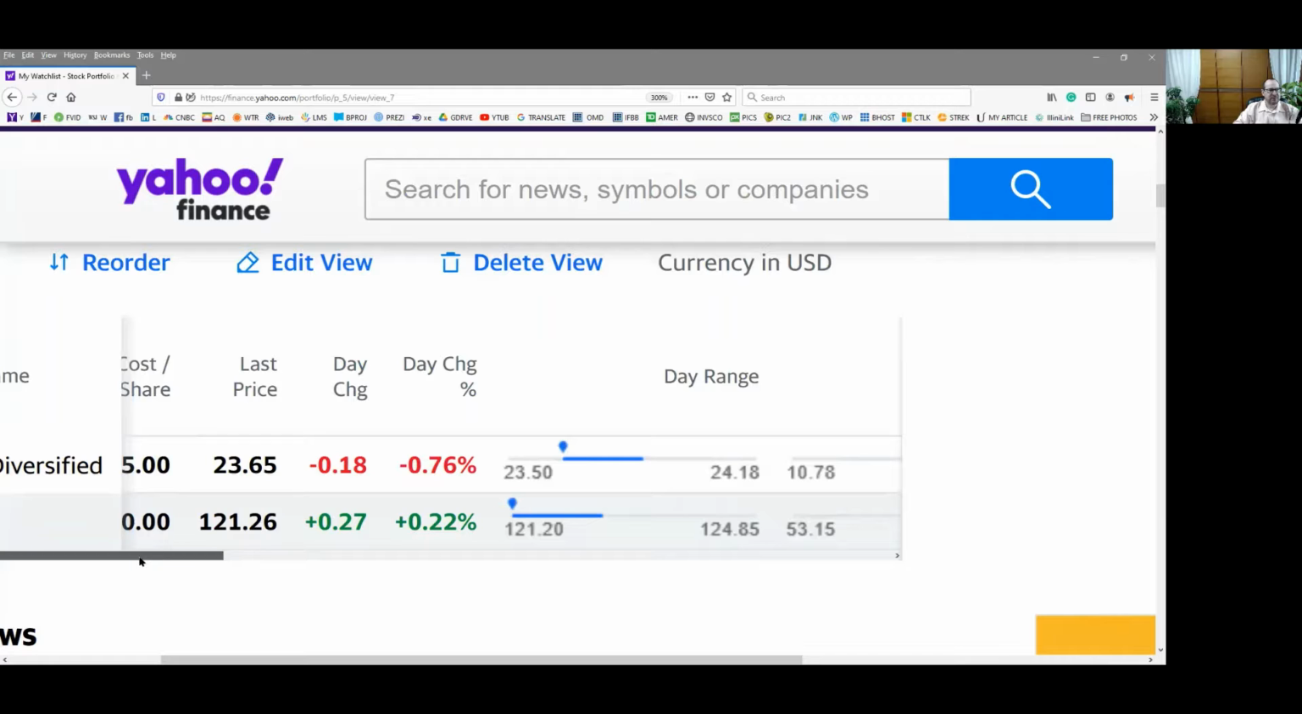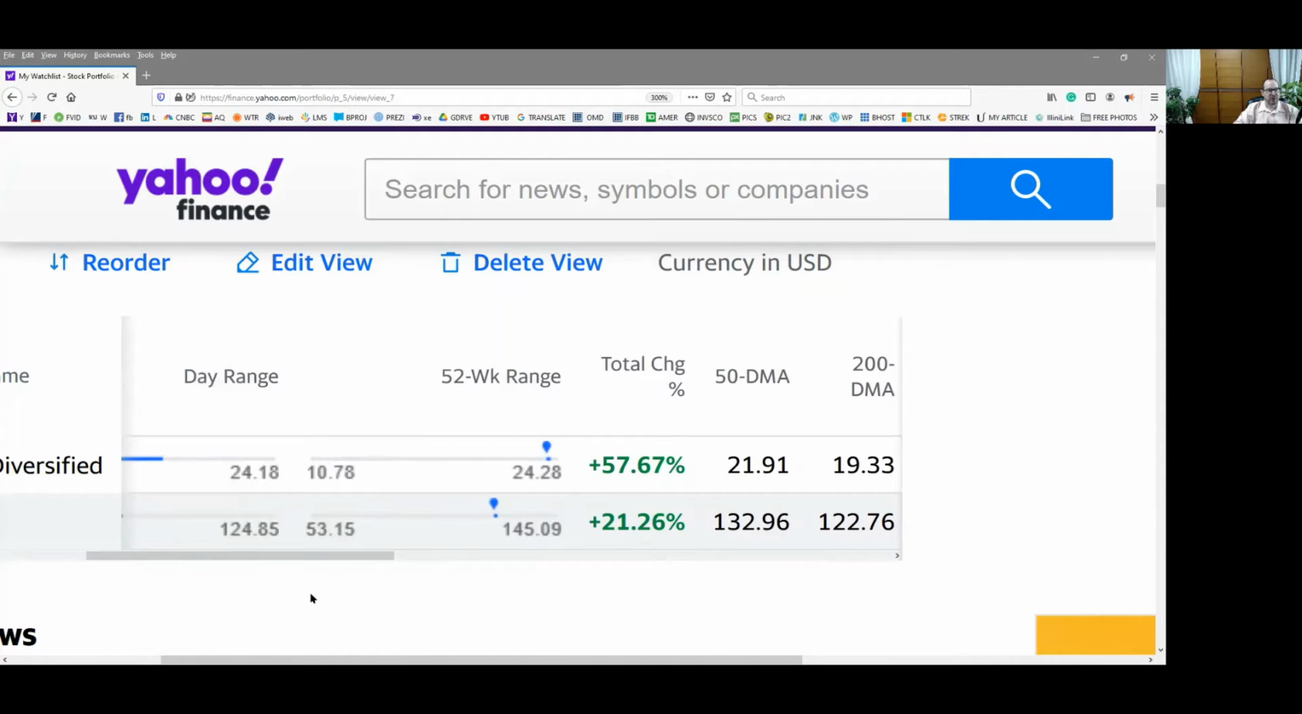You can see 52-week range. That's pretty cool. Look at that, it's near the top. This company, Compass Diversified, is at the top of it. So it's almost near the top of the whole year at $24. Apple's down at about 80%. It's not at the bottom, it's not at the top. Now this is total change. So since I bought these stocks, one's up 21%, one's up 57%.